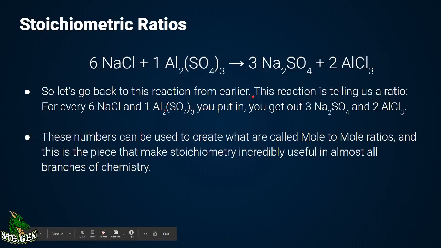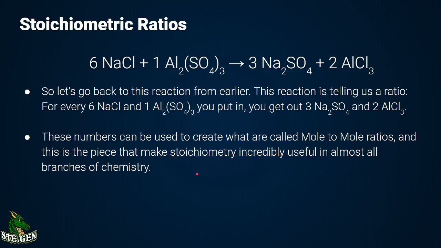So let's go back to this reaction from earlier. This reaction is telling you a ratio. For every 6 NaCl's you put in, you will need 1 Al2(SO4)3, and you will get 3 Na2SO4's and 2 AlCl3's. These numbers can create what are actually called mole-to-mole ratios. This isn't just a number. This is how many moles you can use of each of these formulas to compare to one another. So this piece right here is the piece that makes stoichiometry incredibly useful.